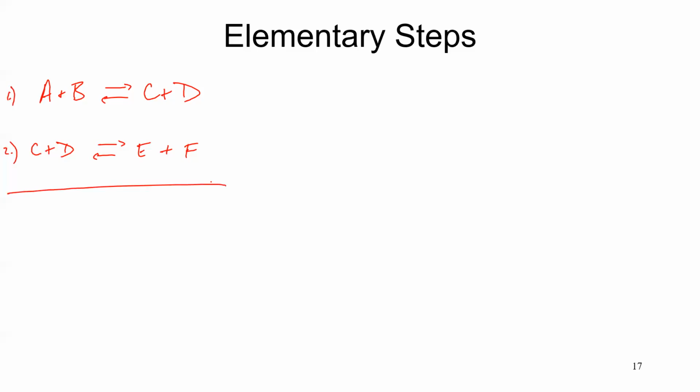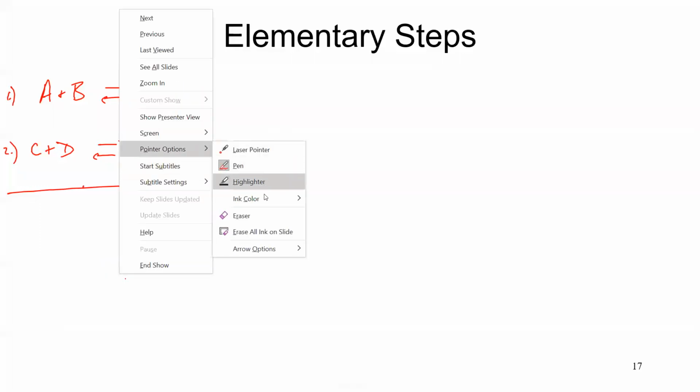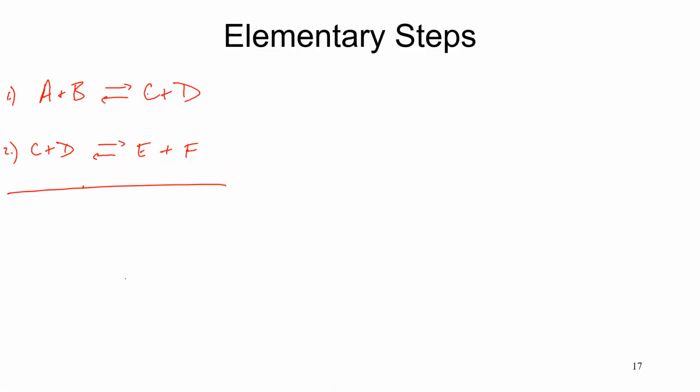What do we call C and D? Intermediates. Intermediates, that's right. Because they're intermediates, they're created in an early step and they're used up in a later step. And so C cancels out, it's on both sides of the arrow. D cancels out, it's on both sides of the arrow. We end up with A plus B in equilibrium with E plus F.